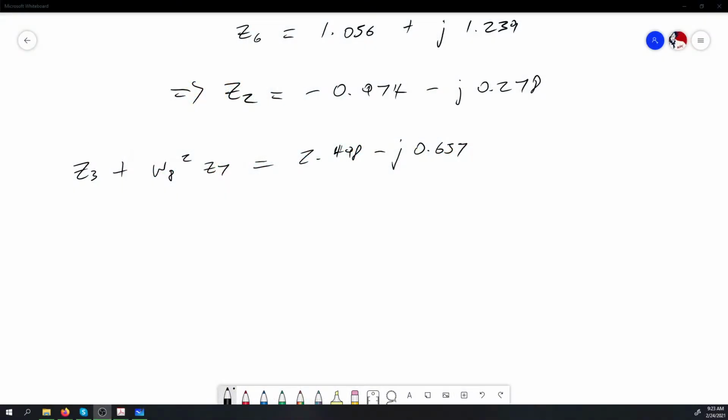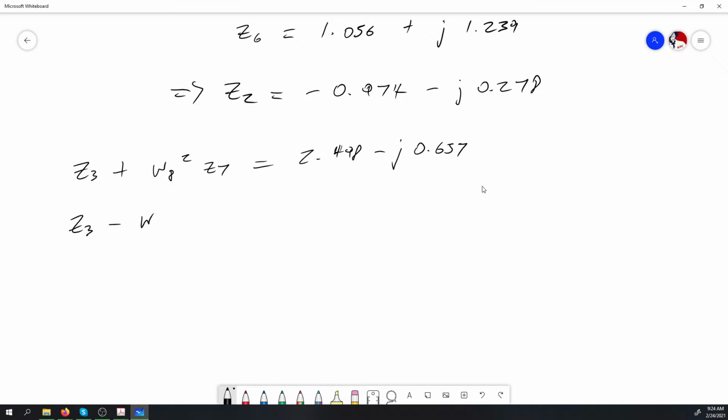Alright, I'm back. At this point, let's just continue the working that was required. Z3 plus Z7 W8 of 2 equal to that complex value there. And then simultaneously Z3 minus W8 of 2 Z7 will be equal to 2.48 plus j into 0.657.